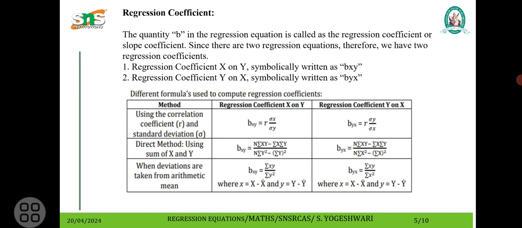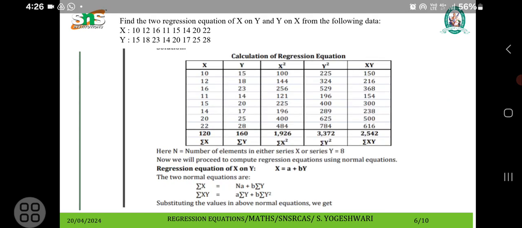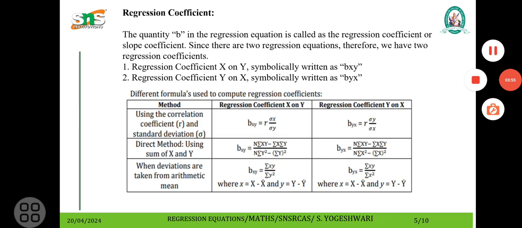Then regression coefficient. The quantity b in the regression equation is called the regression coefficient or slope coefficient. Since there are two regression equations, we have two regression coefficients. The regression coefficient of x on y is symbolically written as bxy, and the regression coefficient of y on x is written as byx. Different formulas are used to compute regression coefficients.